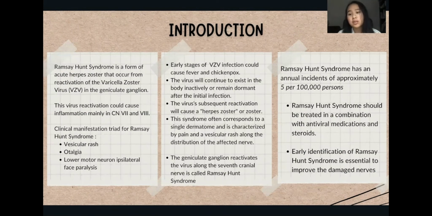The Ramsay Hunt syndrome has an annual incidence of approximately 5 per 100,000 persons and can affect both immunocompetent and immunocompromised patients. Ramsay Hunt syndrome should be treated with a combination of antiviral medication and steroids. The early identification of Ramsay Hunt syndrome is essential to improve the damaged nerves, and the origin, epidemiology, assessment, and therapy of Ramsay Hunt syndrome will be further discussed in the student project.